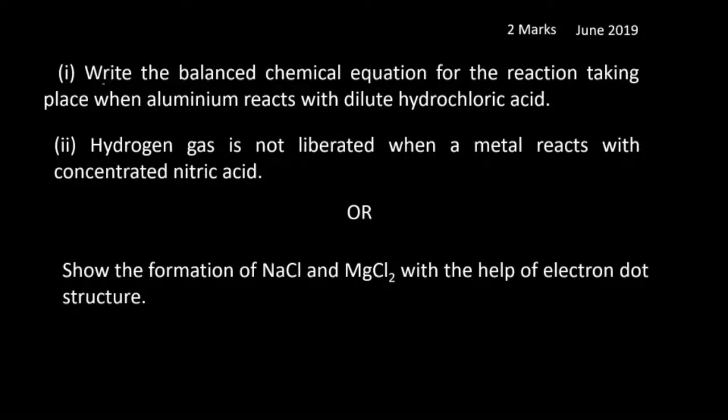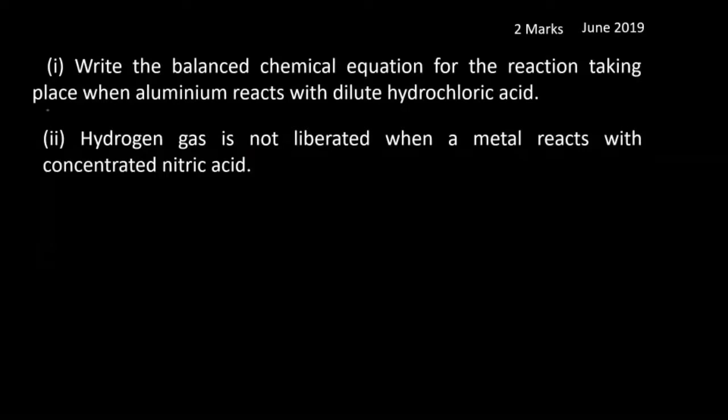Next question is for 2 marks. In this, 2 questions are there. You have to write the answer any one of these 2 questions. First question is write the balanced chemical equation for the reaction taking place when aluminium reacts with dilute hydrochloric acid. Second one is hydrogen gas is not liberated when a metal reacts with concentrated nitric acid.